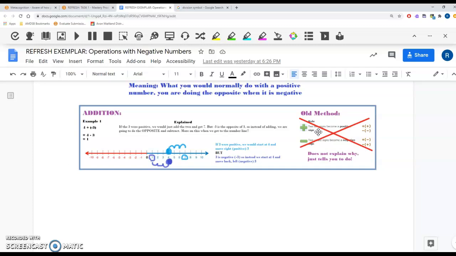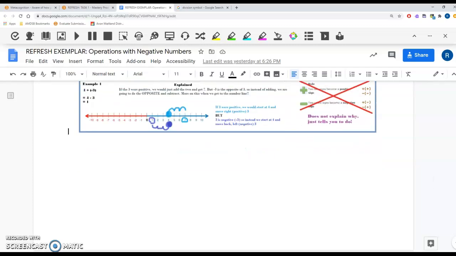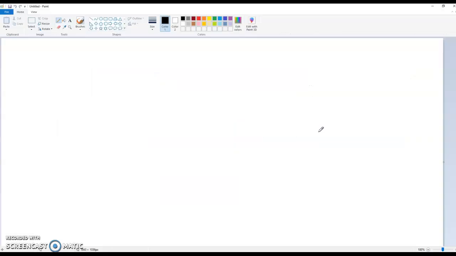So if I were doing addition and normally I would move up in the numbers, if it's negative, I'm going to do the opposite and move down. Okay, so let's have a look at our first example here. We want to make sure that we are including the question number plus the actual question. Please don't make me guess. It makes it really difficult if I have to search around for what you're doing.